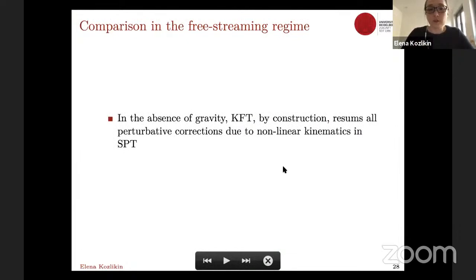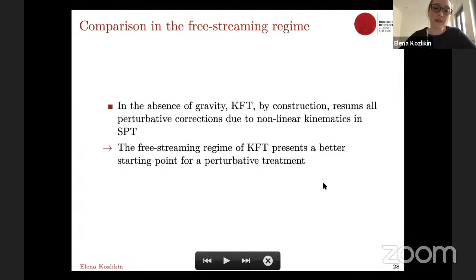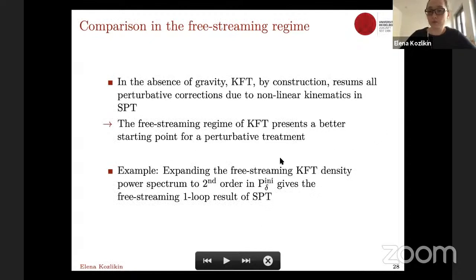So in the free streaming regime, in the absence of gravity, kinetic field theory represents basically a resummation of all perturbative corrections due to the nonlinear kinematics of SPT. And in the free streaming regime, because KFT still contains the full information of the particle ensemble, we believe it should be a better starting point for a perturbative treatment. And we can recover terms of standard perturbation theory if we expand the full KFT result in the free streaming limit.